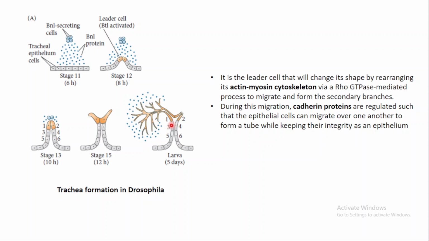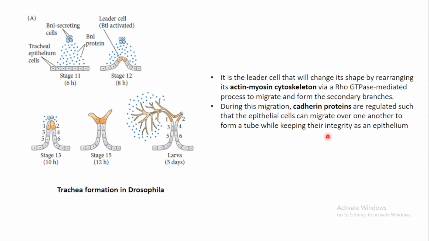So cadherin proteins here, if you see between 3 and 5, the type of cadherin proteins which is holding together, and the property between 1 and 3 is very different, because 1 is still attached by an adherens junction to the cell number 3, but 1 also has to extend its cytoskeleton and move over other cells. So during this migration, cadherin proteins are regulated such that epithelial cells can migrate over one another to form a tube-like structure. So we see here a tube-like structure while still keeping their integrity as an epithelium.